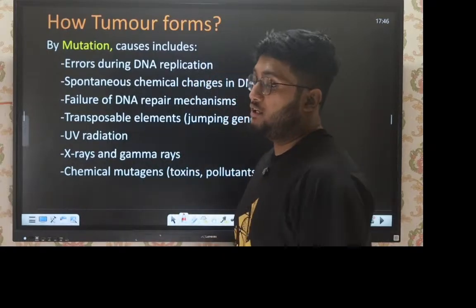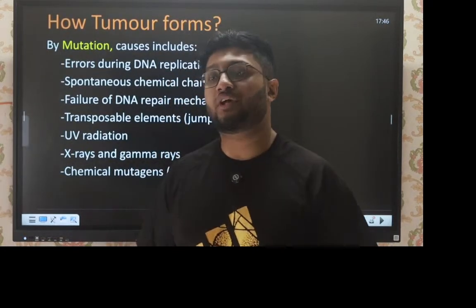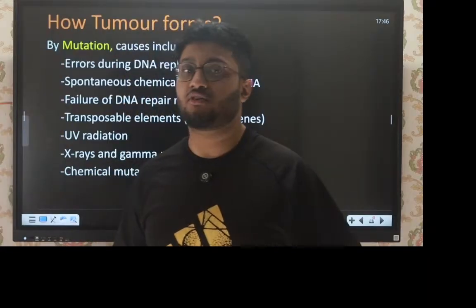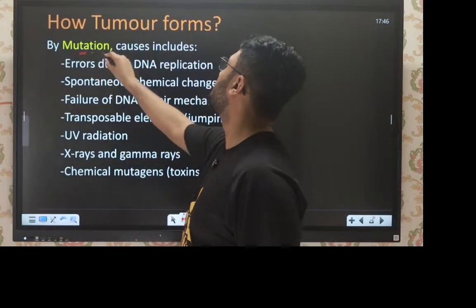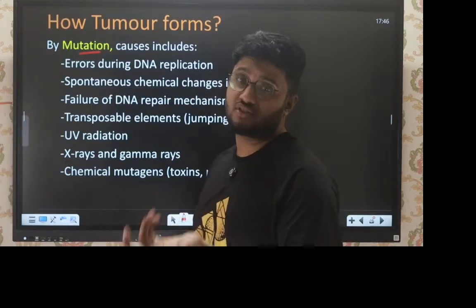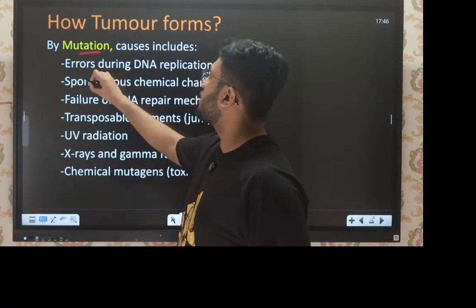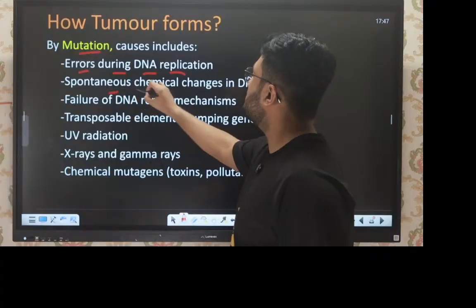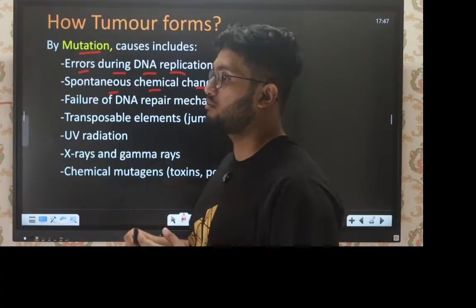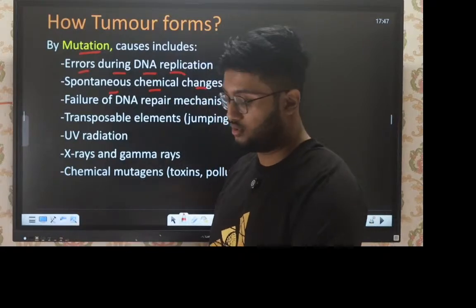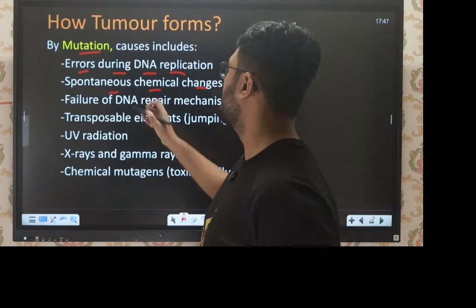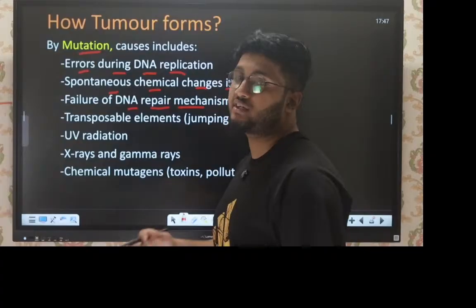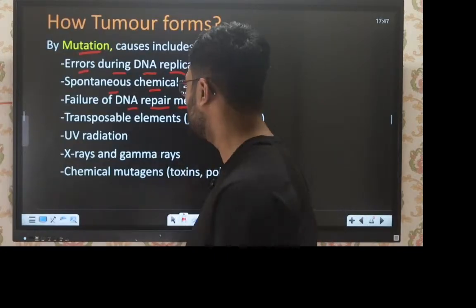How does a tumor occur? A tumor is a swelling or lump of mass in our body. The main cause of tumor formation is mutation. Now, what are the causes of mutation? Just read it out. Errors during DNA replication, as I said, remember telomeres. Spontaneous chemical changes in DNA. Let's say you get exposed to different chemical hazards where the DNA sequence gets disrupted. Failure of DNA repair mechanism, when our body system doesn't repair the cell tissue properly.